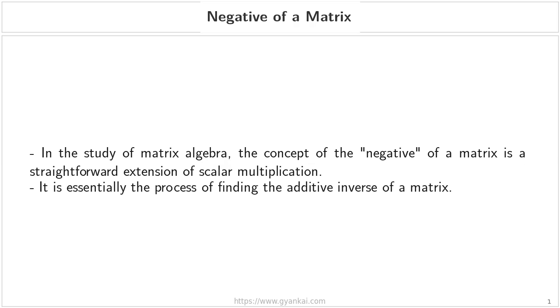In more technical terms, finding the negative of a matrix is essentially the process of finding its additive inverse. This means we are looking for a matrix that, when added to the original, results in a zero matrix. Over the next few slides, we will explore exactly how to perform this operation and look at some practical examples.